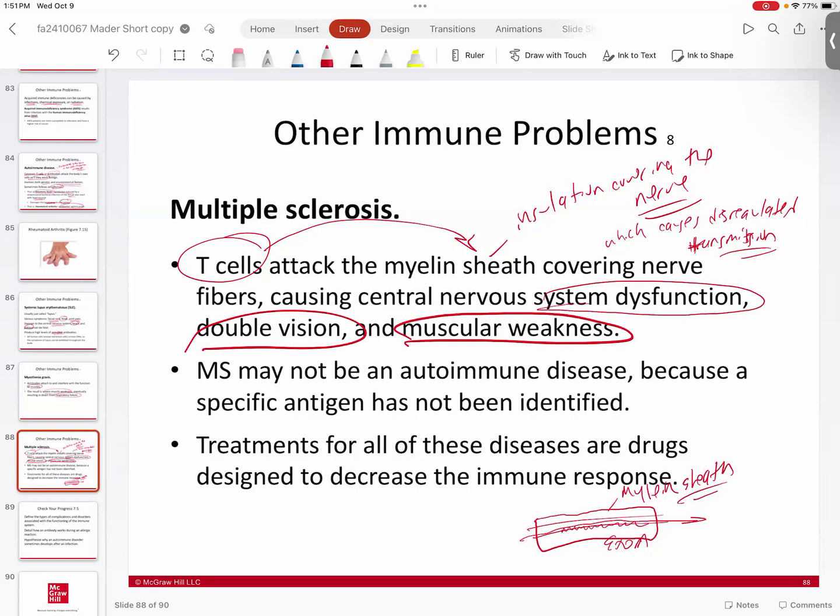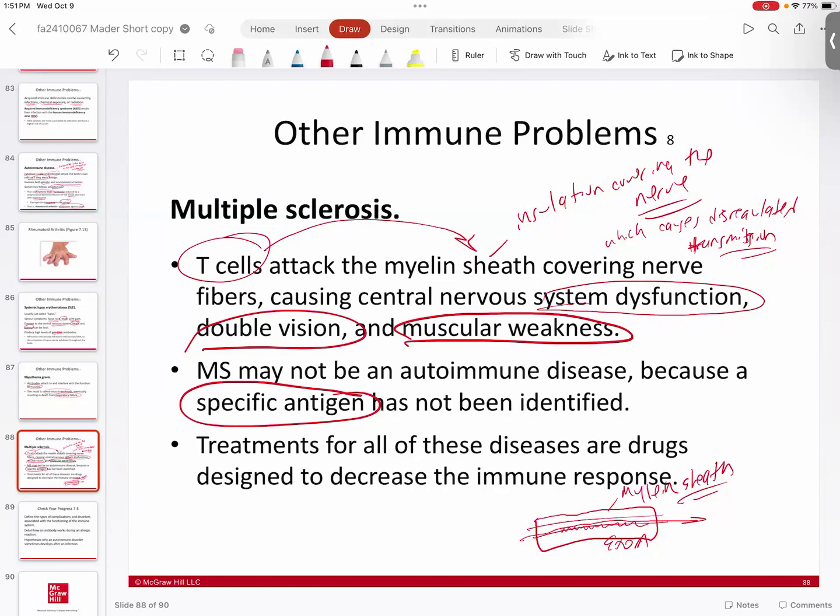So we think it can be autoimmune, but we're not sure. The reason is we haven't actually isolated anything specific that would trigger an autoimmune response, right? For most other things we can basically figure out some sort of antigen that triggers this, but we haven't found that with MS. So why is it that the T cells go after the myelin sheath?